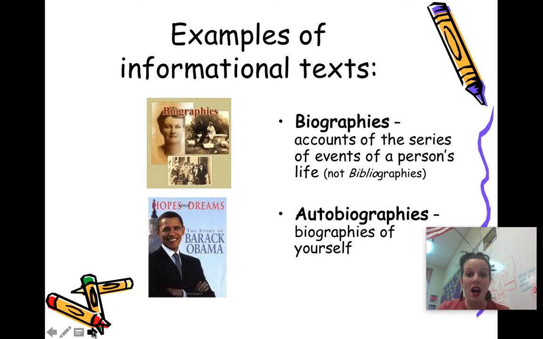Okay? Biographies, which means that these are accounts of a series of events in a person's life. And autobiographies, those are stories of yourself or stories about another person. These are examples of informational text.